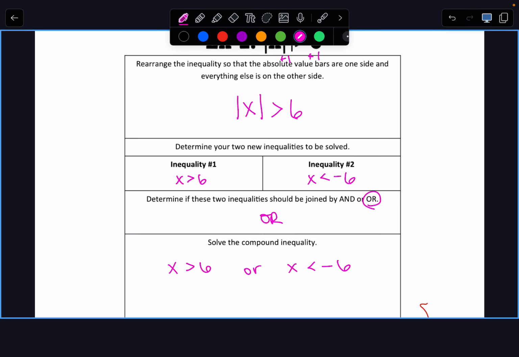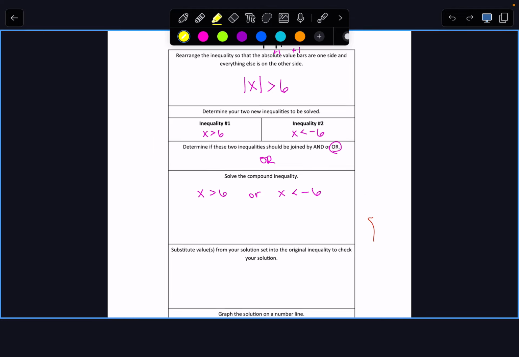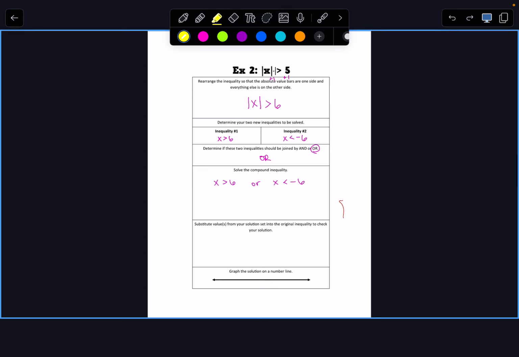It will be important, though, that you write or. If you don't write or and you just give me these two inequalities, I can't give you full credit, and I'm sorry. Okay, so we have a positive 6 that we are greater than, and we have a negative 6 that we are less than.